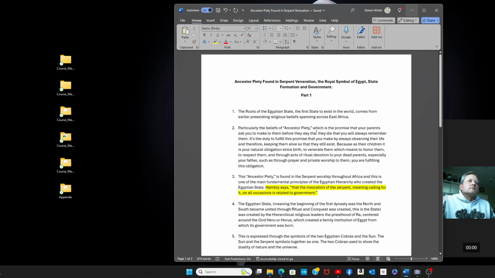Now you should really read that three or four times and take that seriously, because I think that this is the main foundational principle that all of the states of the world are founded on.